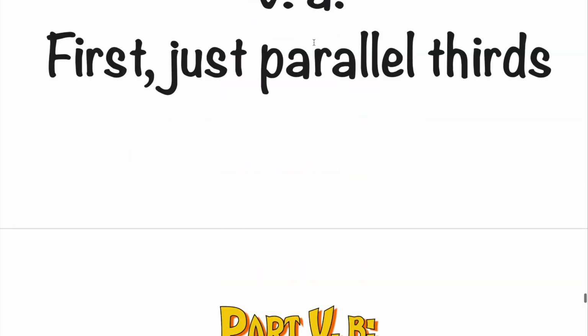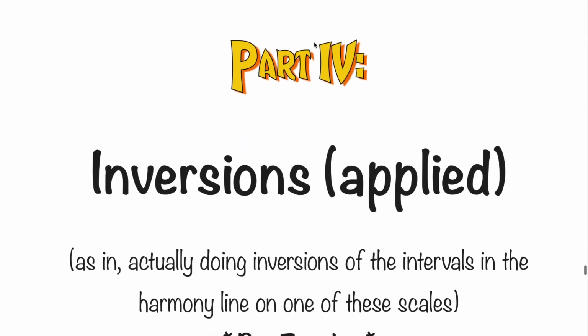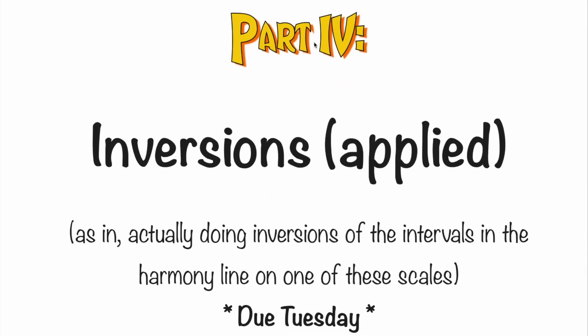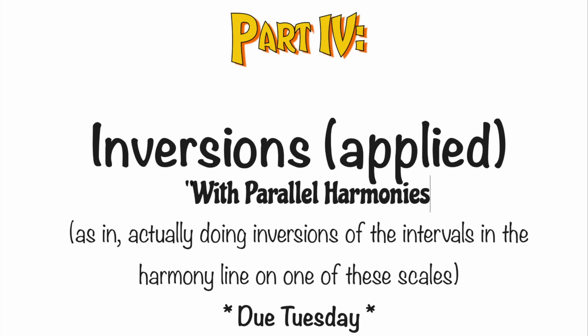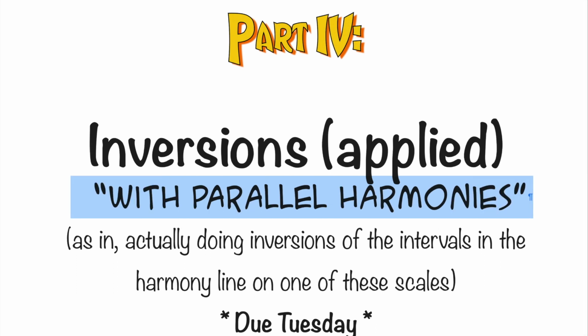So once you have done that, then let's get back to all this. Inversions applied. There we go. This would be the 3 scales with parallel harmonies. Font from a previous experiment. That's called Chickle. I don't want Chickle. Let's see. Is it? No, it's not that.